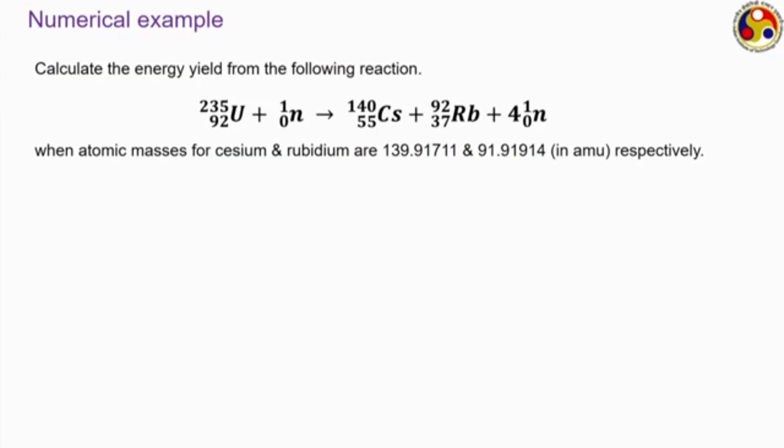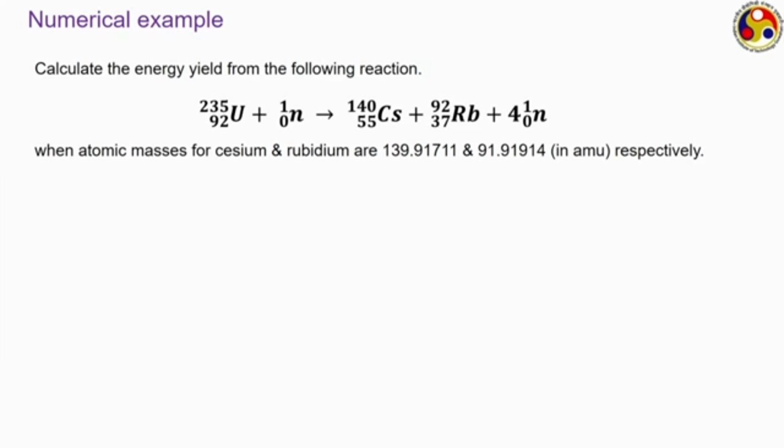Here, let us try one numerical example. I have taken a sample reaction where uranium-235 is being struck by a neutron, leading to the formation of cesium and rubidium, and also 4 further neutrons are released during the reaction. So, let us try to solve this. The atomic masses of cesium and rubidium are already available here. We know that the mass of U235, which was present in one of the earlier slides, is 235.0493 AMU.